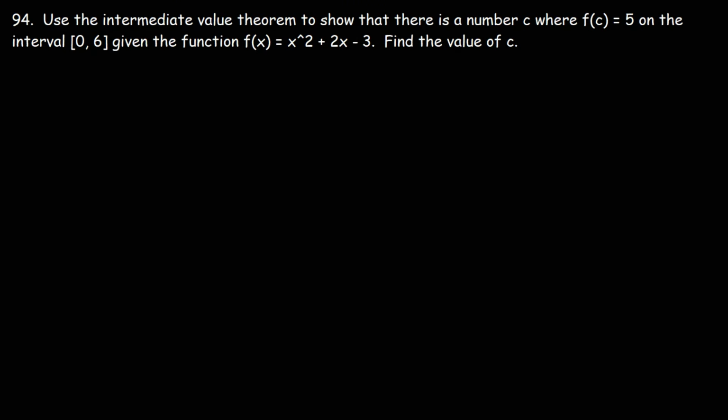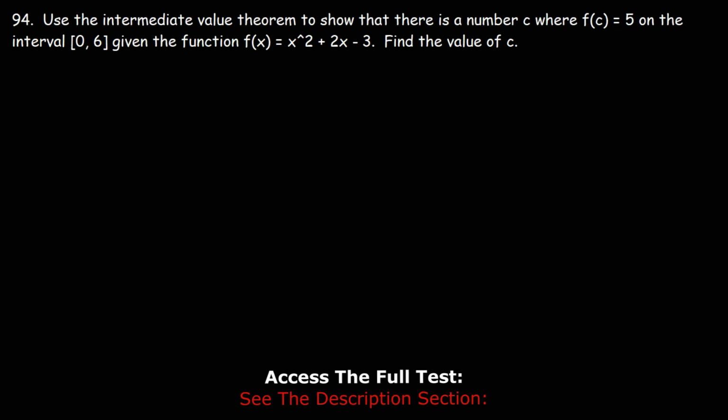94. Use the intermediate value theorem to show that there is a number c where f of c is 5 on the interval 0 to 6, given the function f of x is equal to x squared plus 2x minus 3. Find the value of c.